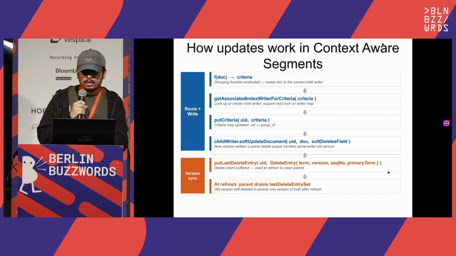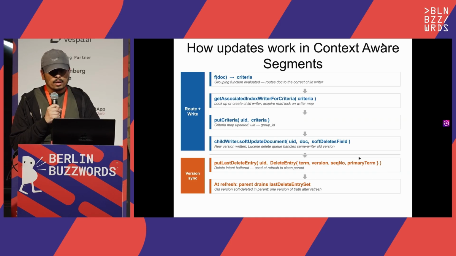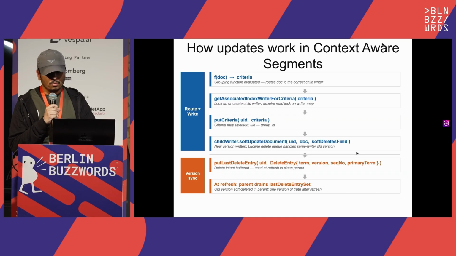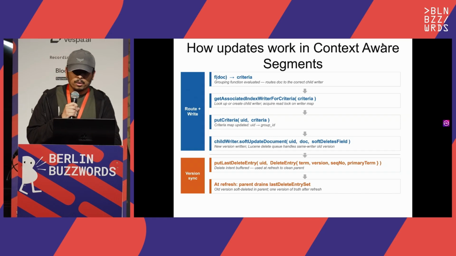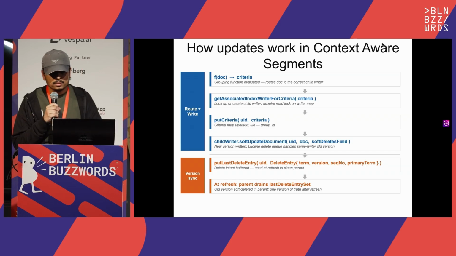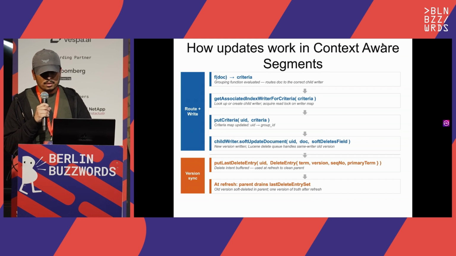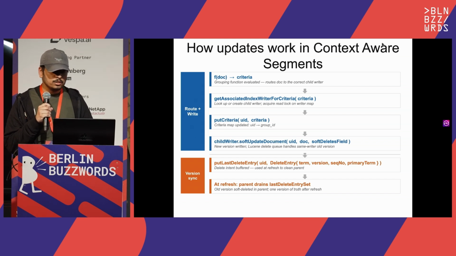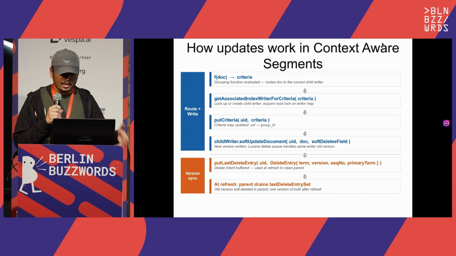The solution we are using is a two-phase approach. At write time, rather than immediately deleting the old version from the composite writer, we maintain a separate buffer called a delete entry, which contains the document ID, version, sequence number, and primary term. These are internal metadata. It records the intent to remove the old version from the parent writer without acting on it immediately.